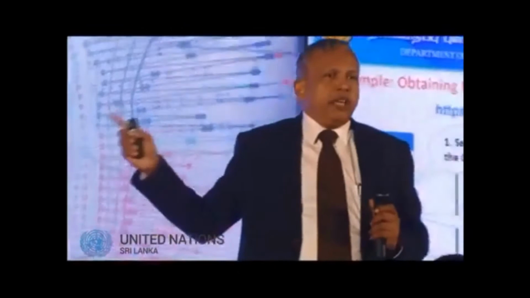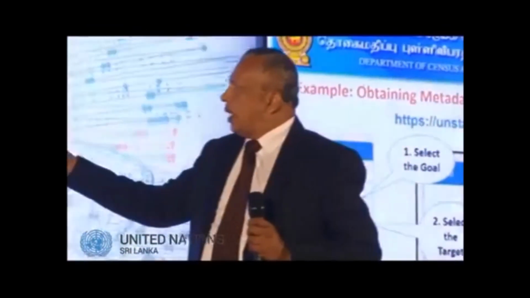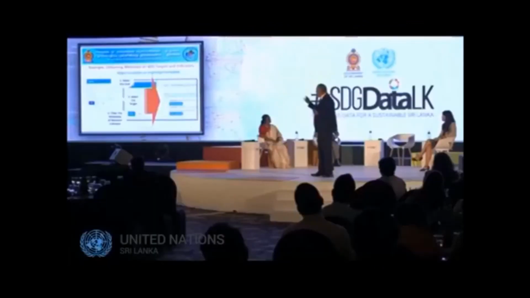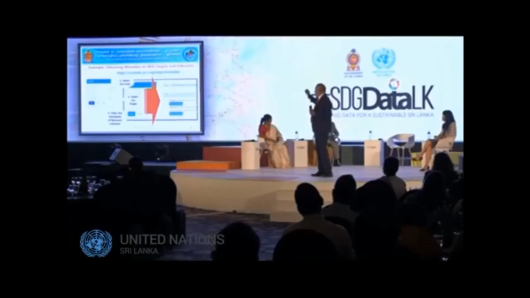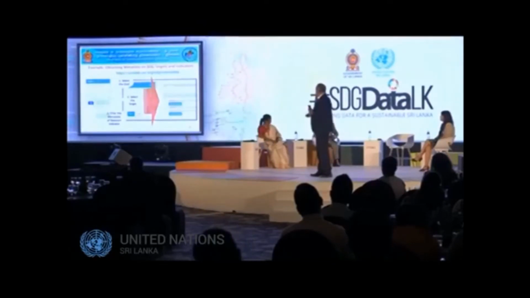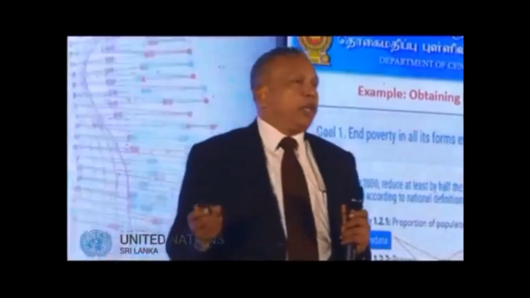From the box on the left-hand side, you can select the goal. If you select the goal, all the targets coming under it are listed, and from the second box you can select the target. I think you all can see it. The first box is to select the goal and the second box is to select the target, and then the indicators coming under that particular target are listed in the right-hand box. You select the indicator and click on the metadata button. When you click on the metadata button, you can download the PDF file giving all the metadata with respect to that particular indicator.